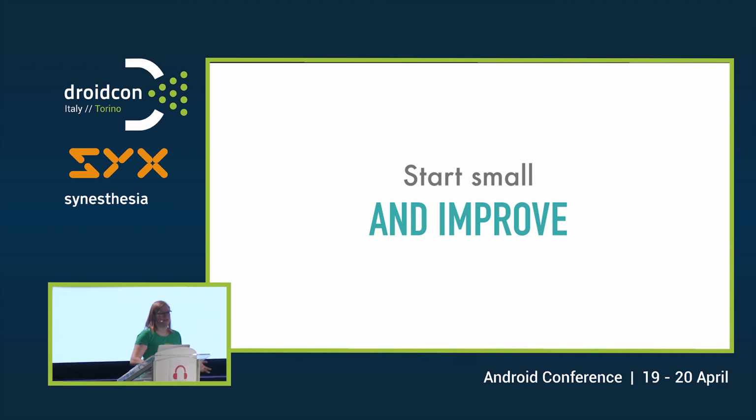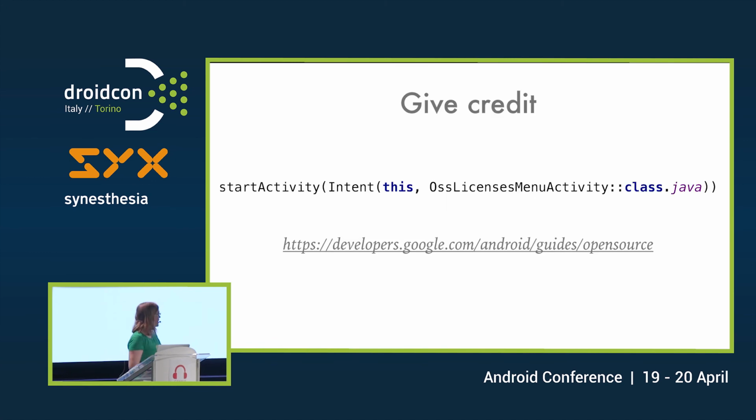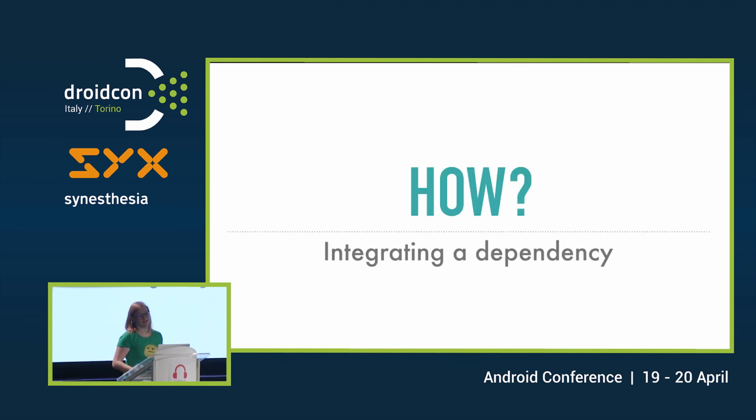Okay, so now you're using your dependency, and now you want to give credit. And figuring out all your dependencies that you're using and which licenses they have can take a while. But luckily, there's this open source library from Google. And all you have to do is create a link somewhere in an app and start this activity, and it'll do all the work for you. So that's pretty good.